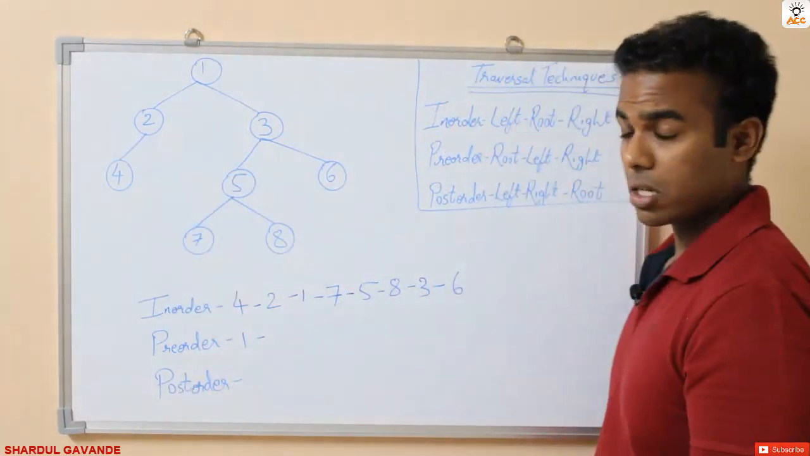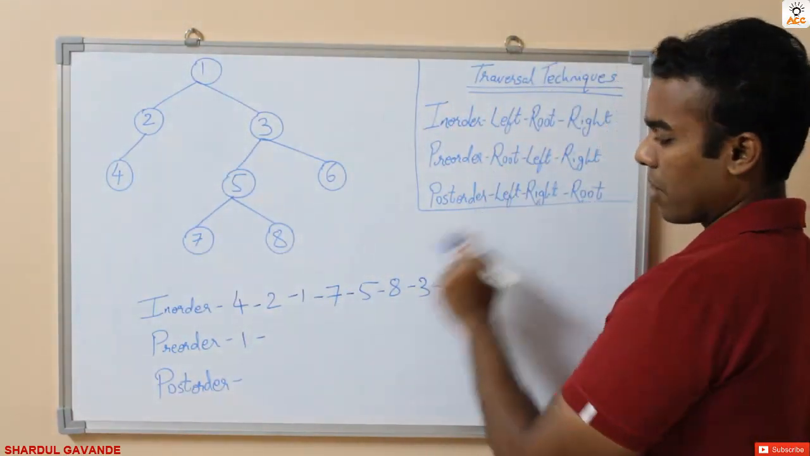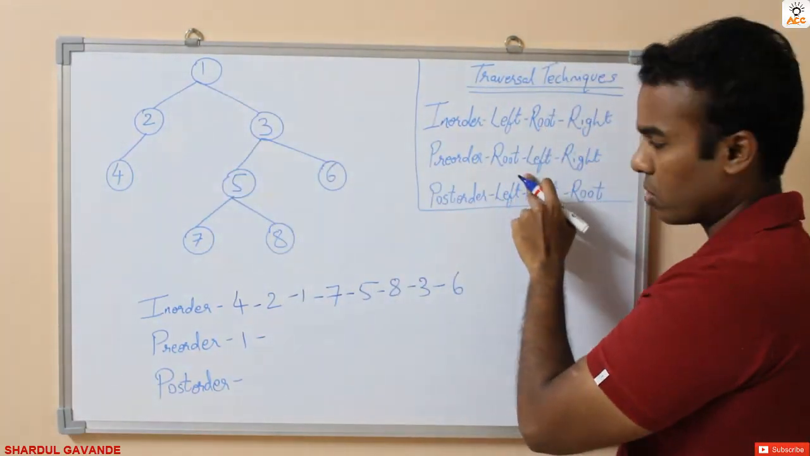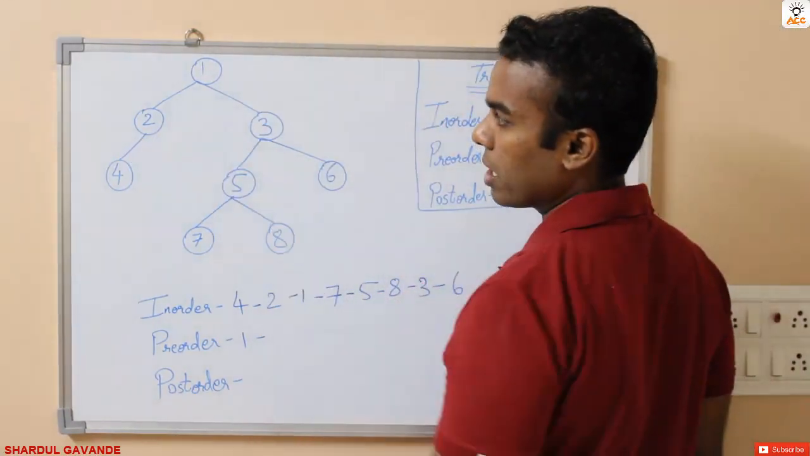After 1, I have the next value root, which I have written as 1. So where do I have to traverse after my root? Left or right? I have to traverse left. Root, left, right. So I'll go to the left of my root node.